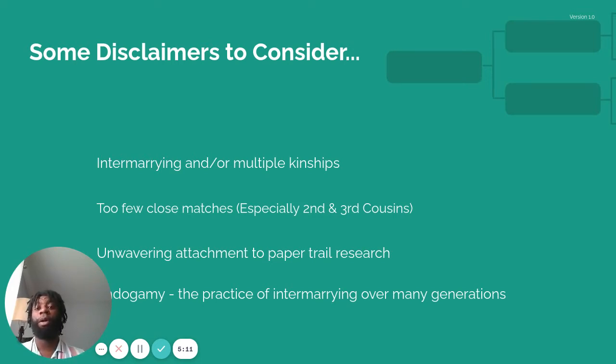Another example is if you don't have a lot of close matches. This method, particularly LEEDS, relies on your second to third cousins. In some cases, maybe you have plenty of second and third cousins, but they just haven't tested, or at least not where you've tested. And so that will limit some of the information that you're getting and require you to do a little bit more work to understand some of your more recent relative lines.